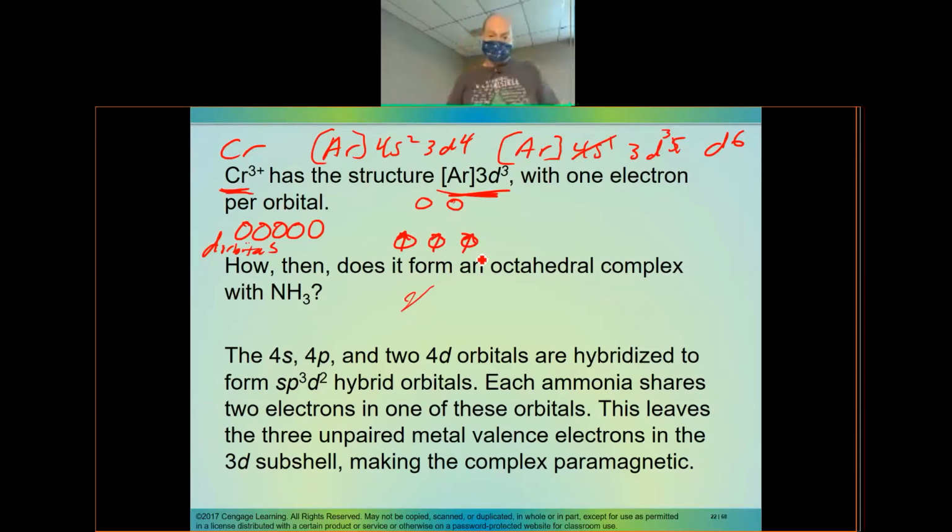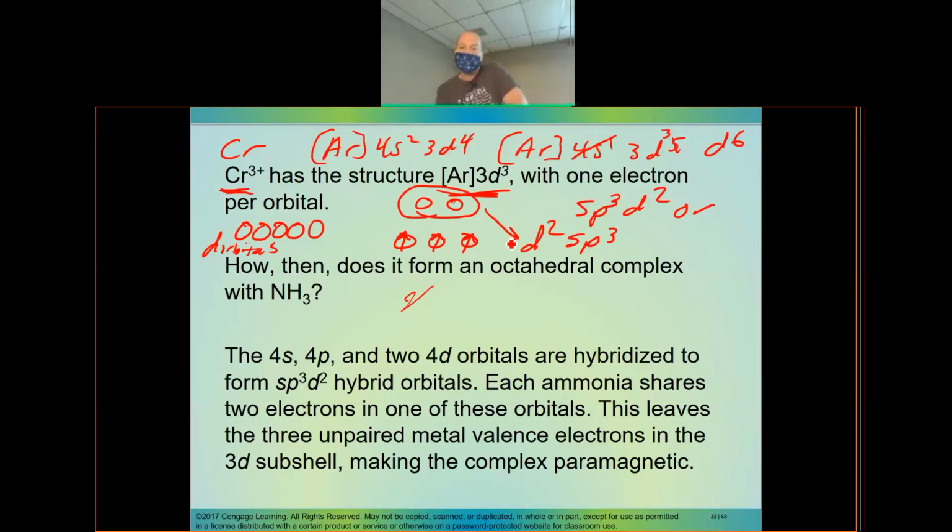All right, so your hybridization for octahedral is either going to be sp3d2 or d2sp3. If these are empty, then you have d2sp3. These have to be completely empty. Both of them have to be empty. So if empty, which it is for this d3, the hybridization for this is d2sp3.